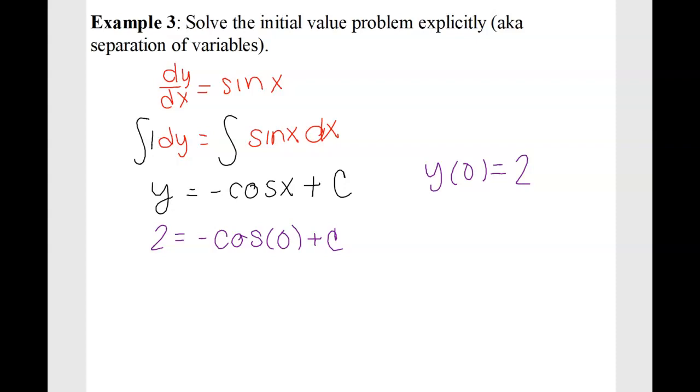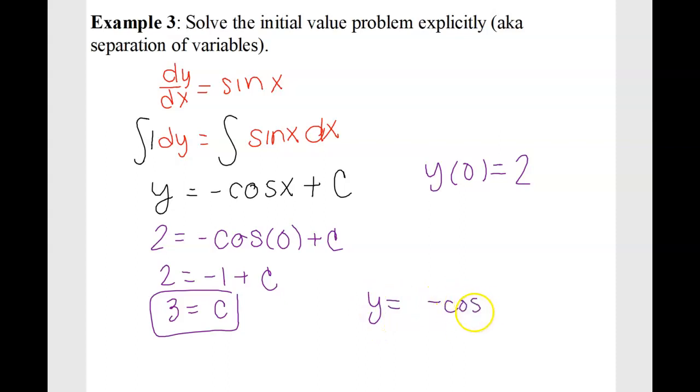So cosine of 0 is 1. So this becomes 2 equals negative 1 plus c. Adding 1 to the other side, I see that c is equal to 3. So what that means is in a solved initial value problem, we have y equals negative cosine x plus 3.